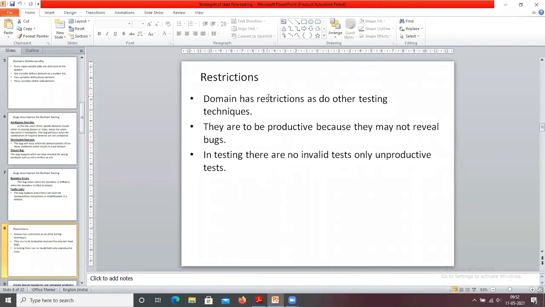Domain testing has restrictions, as do other testing techniques. They are to be productive. Because they may not reveal bugs in testing, there are no invalid tests, only unproductive tests. The remaining testing methods are transaction testing, and we discussed data flow testing and predicate testing. Similarly, domain testing also has restrictions, as do other testing techniques.